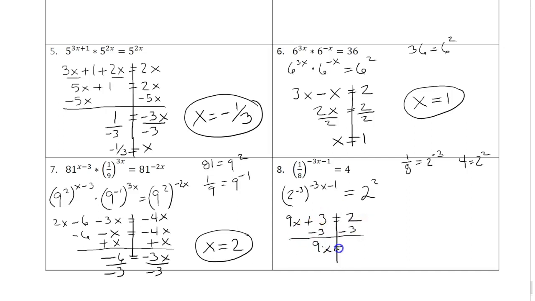We get 9x equals negative 1. Divide both sides by 9. We now have x equals negative 1/9.